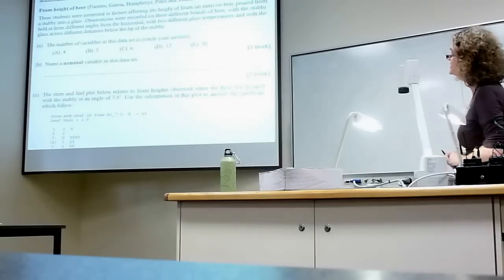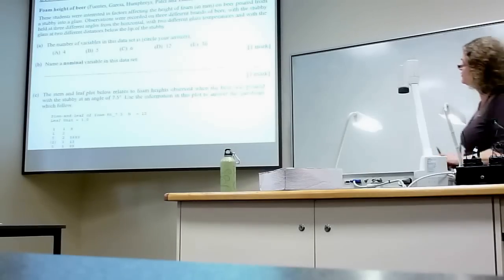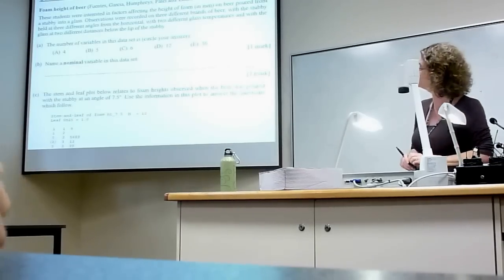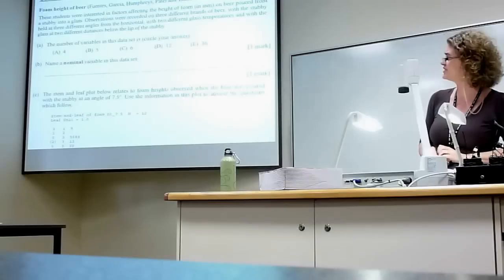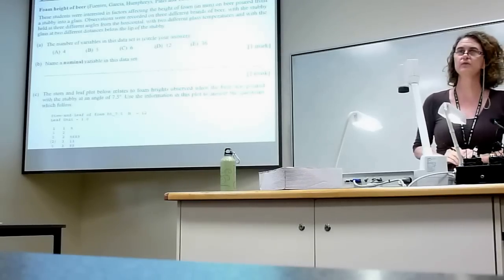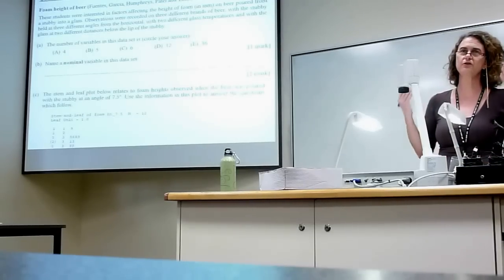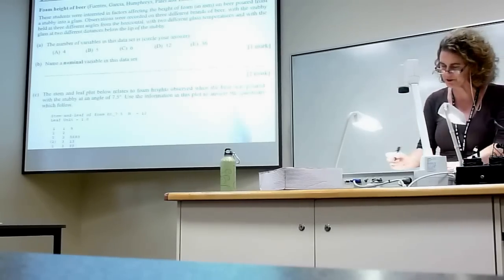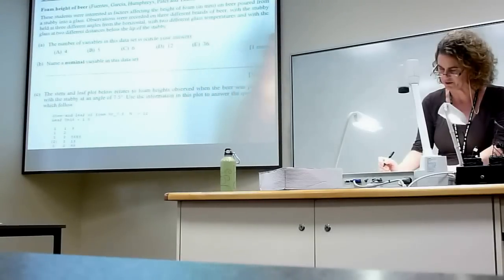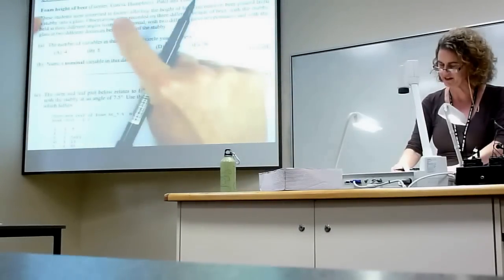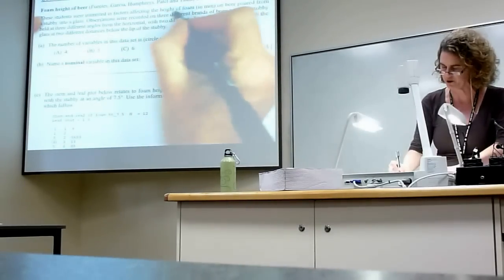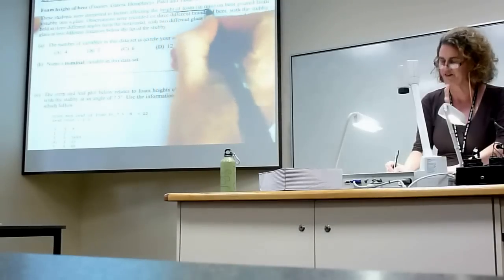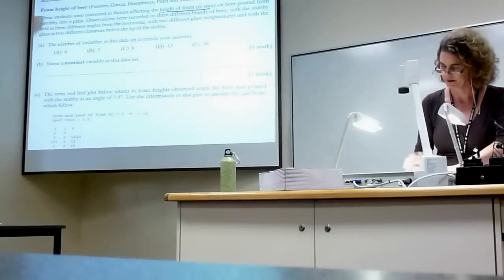Okay, students who are interested in factors affecting the height of foam in beer poured from a stubby into a glass. So first question says, how many variables? Okay, so we need to go through and count the variables. Best way to do them is just to underline them as you go. Students were interested in factors affecting the height of foam in millimetres. So that has to be one variable.